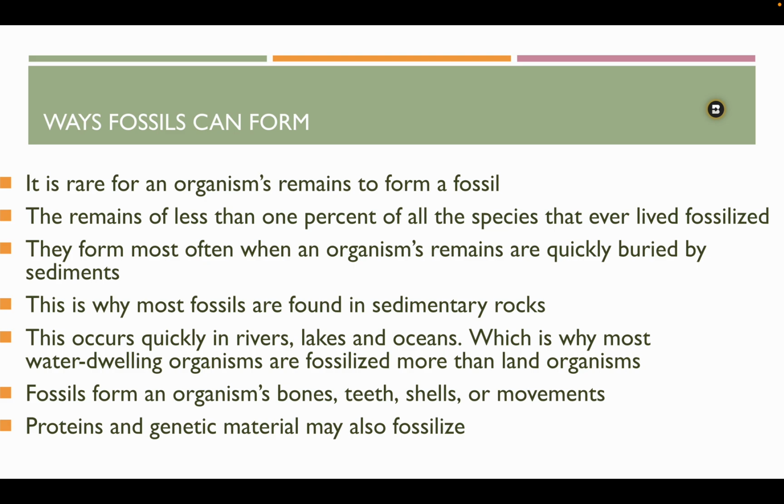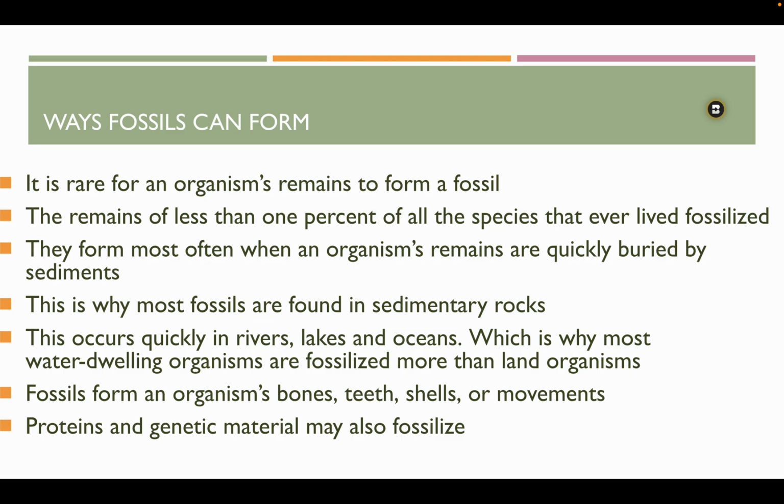This is also why most fossils are found in sedimentary rocks. You probably haven't talked about rocks in a while. Remember, there are 3 types of rocks. Sedimentary rocks are the rocks that form layers. So when we see layers of rocks, we tend to see fossils. Fossilization occurs fairly quickly in rivers, lakes, and oceans, which is why many water dwelling organisms are fossilized more than land organisms. Fossils form from an organism's bones, teeth, shells, or movements.